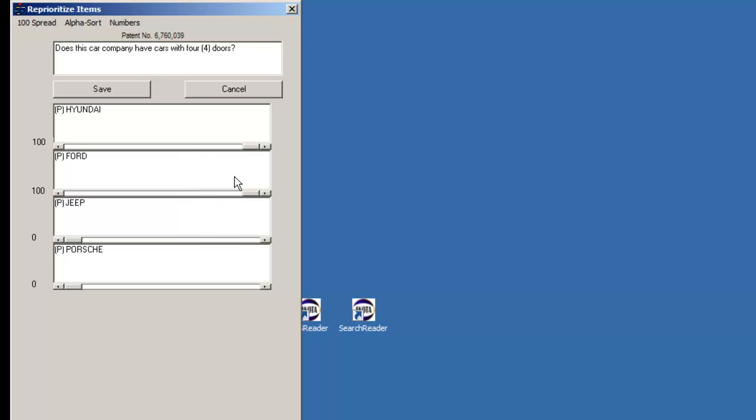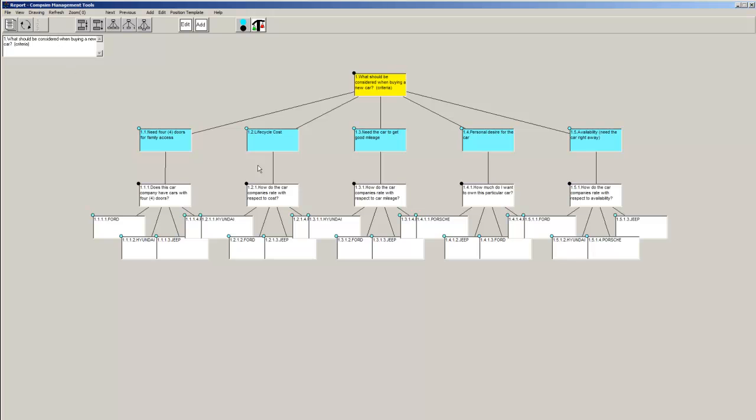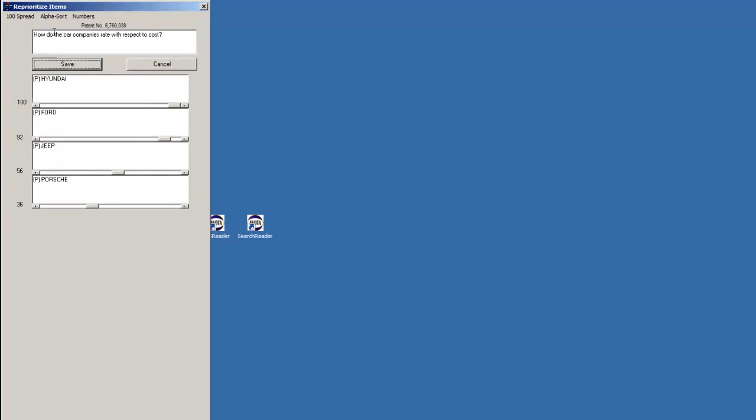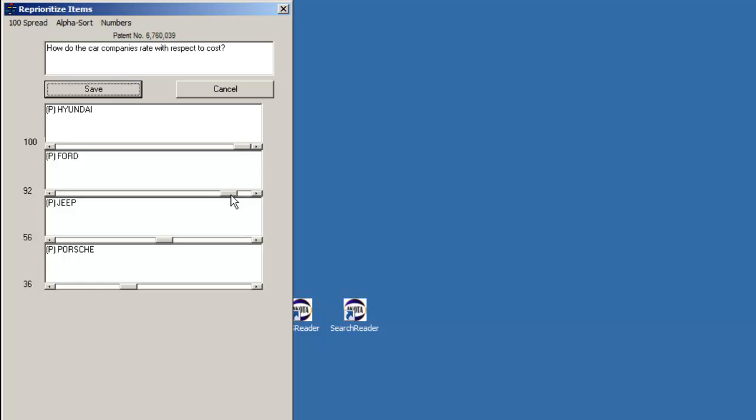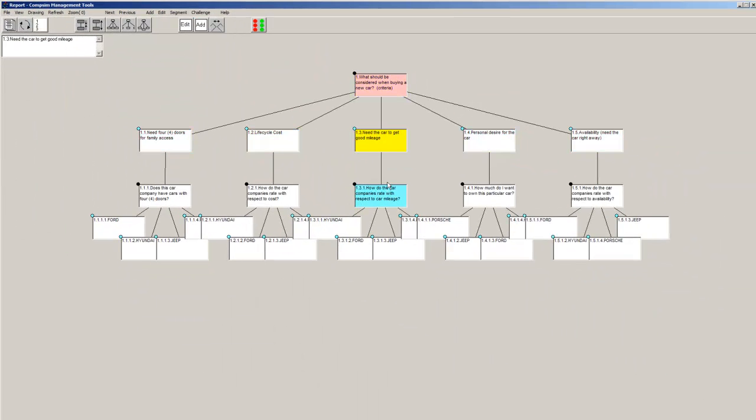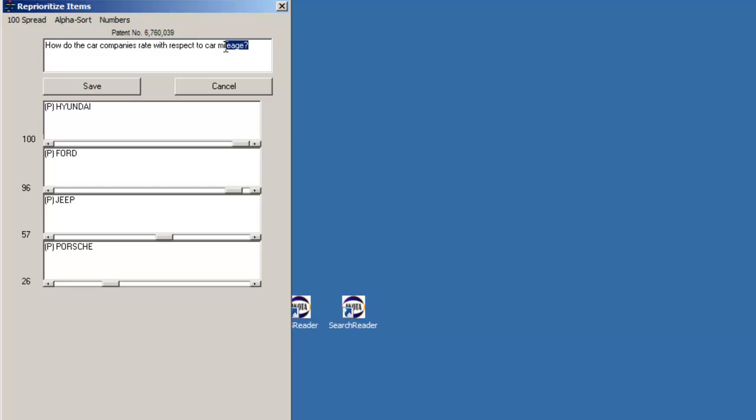In this first case, I want to show that both Ford and Hyundai have 4 doors, and that Jeep and Porsche do not. For cost, Hyundai is the cheapest, followed by Ford, then Jeep, and Porsche is the highest, therefore lowest rated for this criteria. For gas mileage, I show Hyundai is the best, followed closely by Ford. Jeep lags behind, and Porsche has the lowest mileage rating.